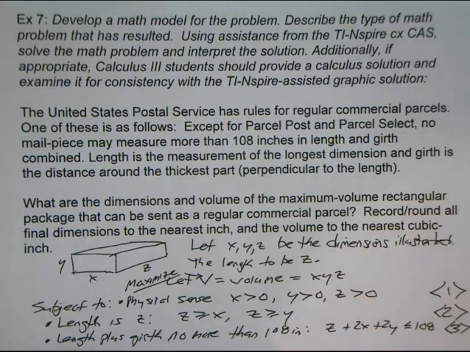Now, this restriction here, length plus girth no more than 108 inches. Well, for any candidate of maximum volume, this has got to be equal to 108, because you can't leave some of your length unused. If this is say 107, well, of course you can increase the length by 1 more inch, and of course you increase the volume, so it doesn't make sense to consider cases where this is anything but equal to 108. Okay, so let's make a note of that.